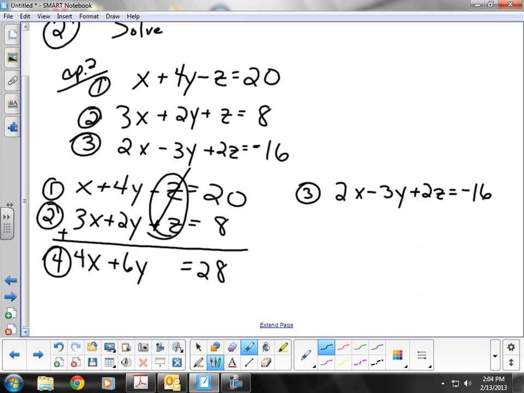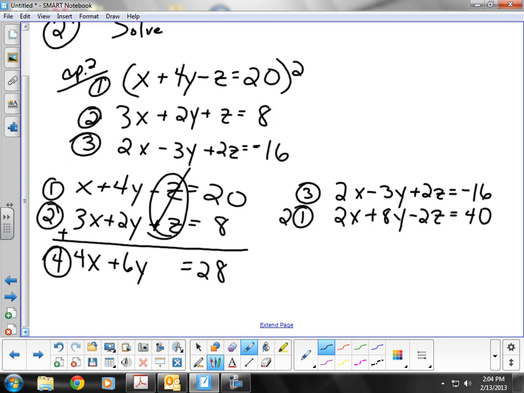So I'm actually going to do equation number 1, but I'm going to multiply it through by 2. So I'm actually going to do 2 times 1, the number 2 times equation 1. Everybody understand? I'm going to take 2, and I'm going to multiply it through by equation 1. So I'm going to get 2x plus 8y minus 2z is equal to 40.